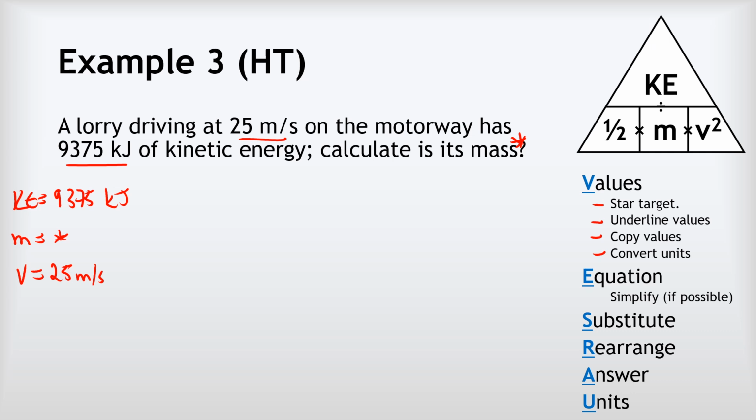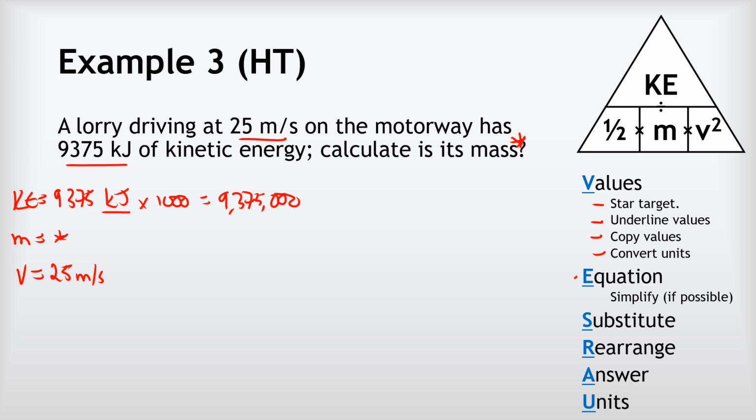Now we are going to need to convert units because we've got kilojoules here, and we want it in joules. So remember, kilo means 1,000. To convert that into joules, we're going to multiply by 1,000, and we'll get 9,375,000 as our answer in joules.